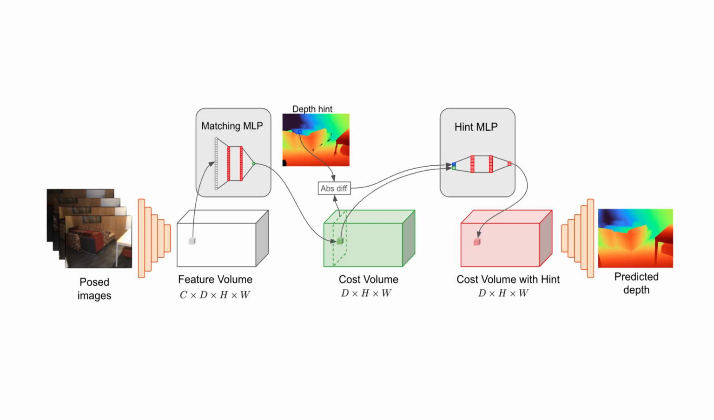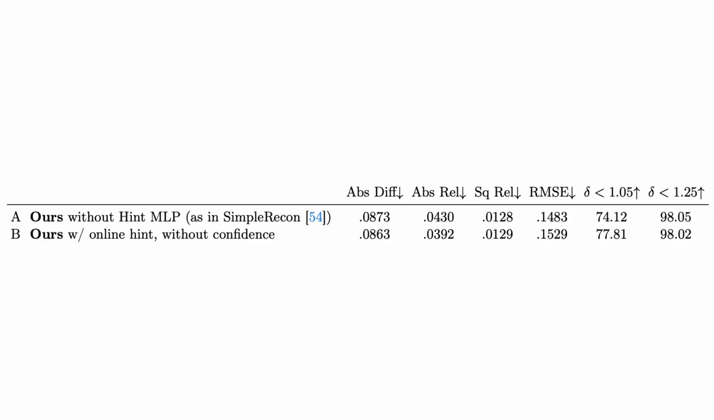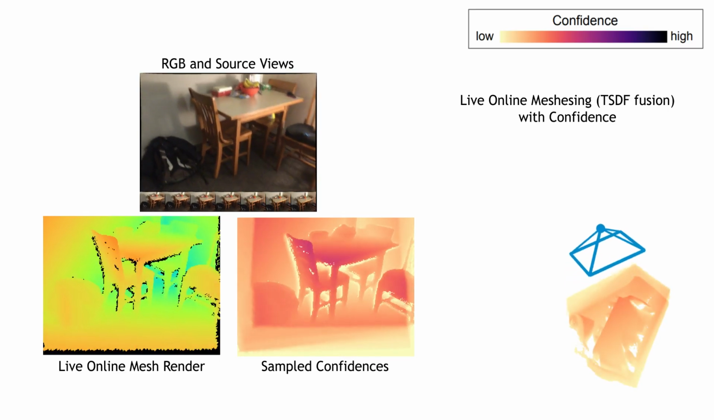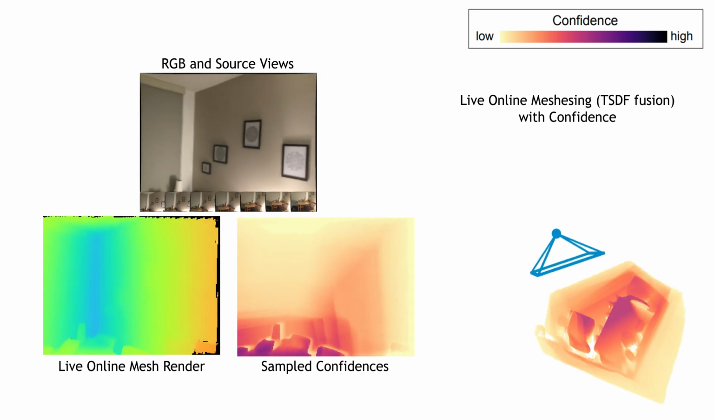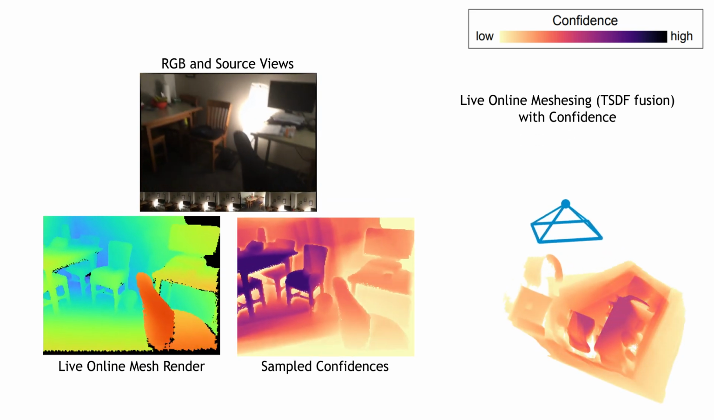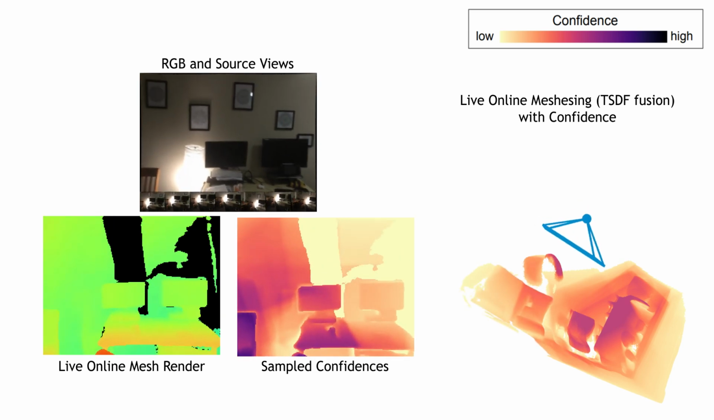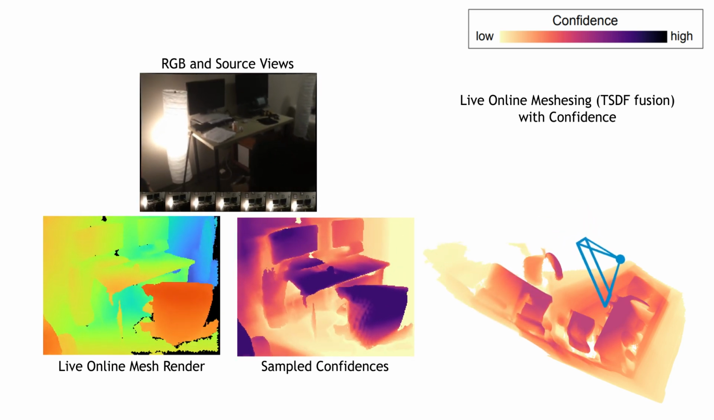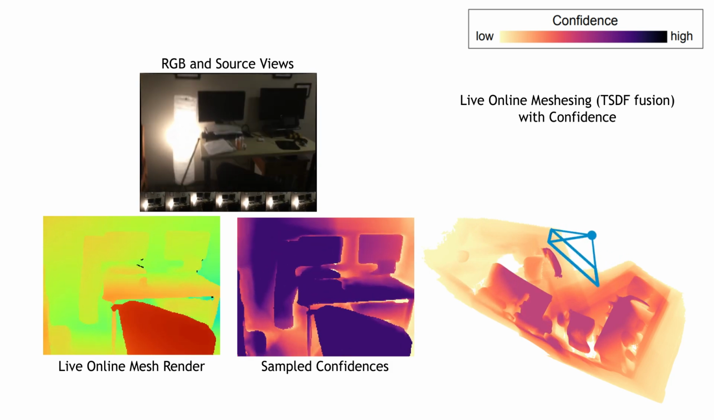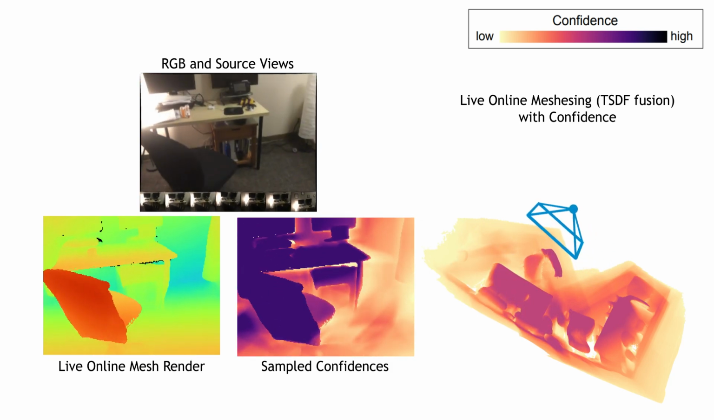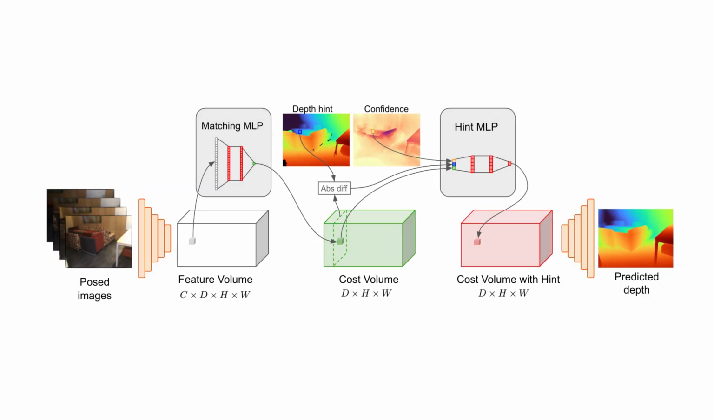However, since the mesh is still under construction, certain parts of it may not be reliable quite yet, and require more aggregation before becoming useful. To account for the reliability of still under construction live meshes, we utilize standard TSDF confidence measures to inform our network of how reliable the rendered mesh is. We visualize the confidence here as a heat map on the mesh and as a 2D map rendered from the point of view of the camera. Our hint MLP now also takes in the sampled TSDF confidence value for every pixel.